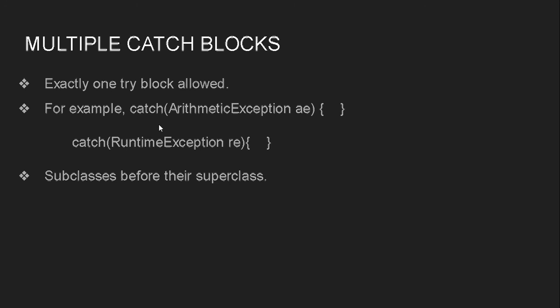So this RuntimeException catch block can handle this as well. If I write this particular statement after this particular statement, it will give an error, because all arithmetic exceptions are caught by this particular catch block. Because of this reason, this particular catch block will not execute.